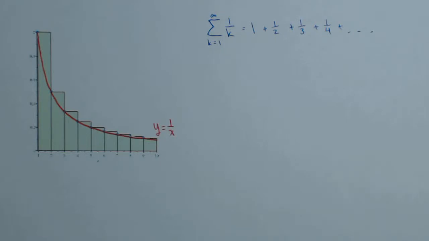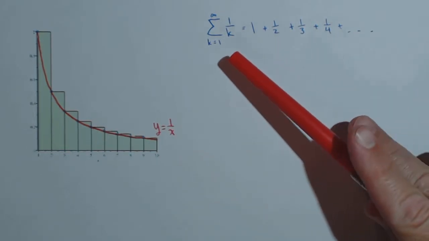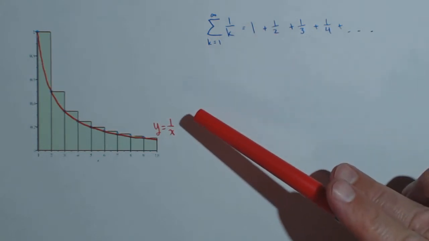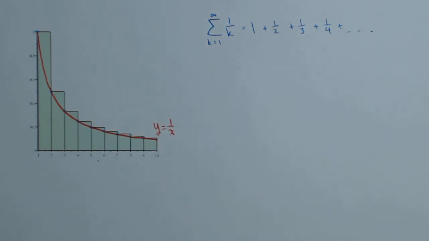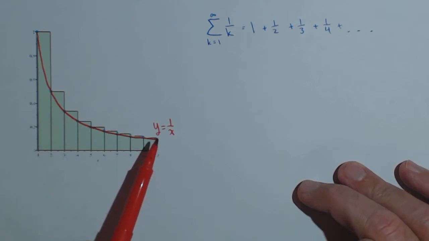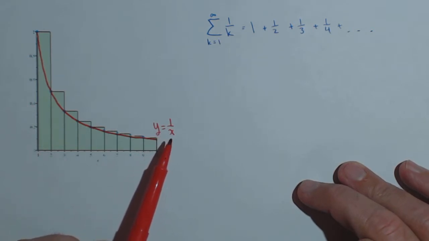In this video, we're going to discuss the behavior of the harmonic series 1 over k as k goes from 1 to infinity by comparing it to an integral. So let's talk about what integral we can compare it to. So right here, we're going to look from 1 to 10 for the function of 1 over x.